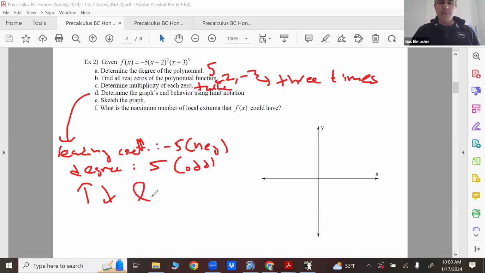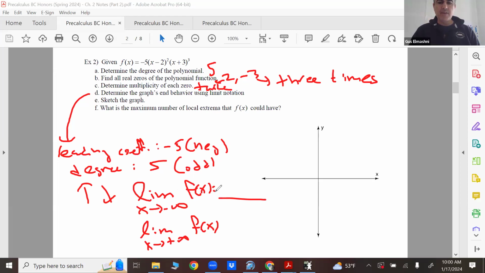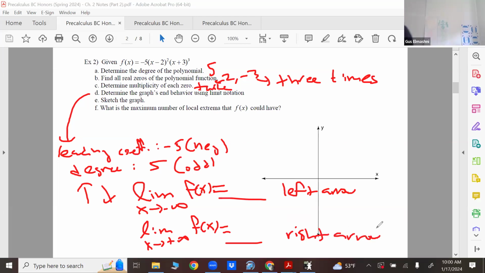For the left arrow, you can say limit as x approaches negative infinity, f of x equals, we'll have a blank here. Limit as x approaches positive infinity, f of x equals, not colon, my bad, equals blank. So this is for the left arrow, and this is for the right arrow. Because think about it: if x approaches negative infinity, you're at the left. If it's positive infinity, you're at the right. Well, the left arrow is pointing up, and pointing down for the right arrow. There we go. Just visualize it, right? Not hard. Positive infinity, negative infinity.